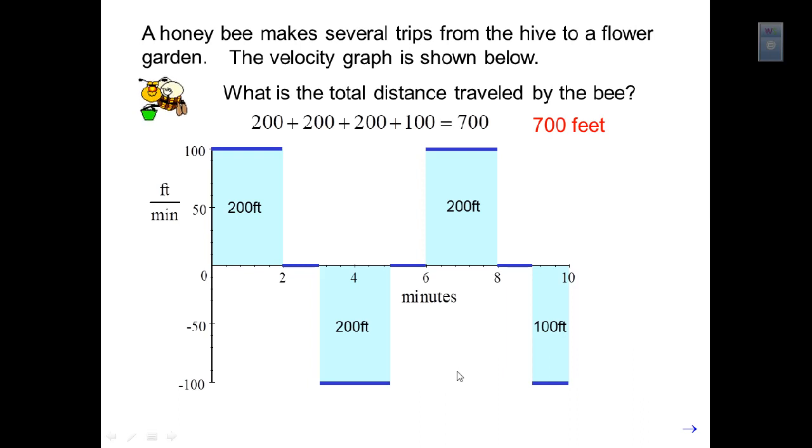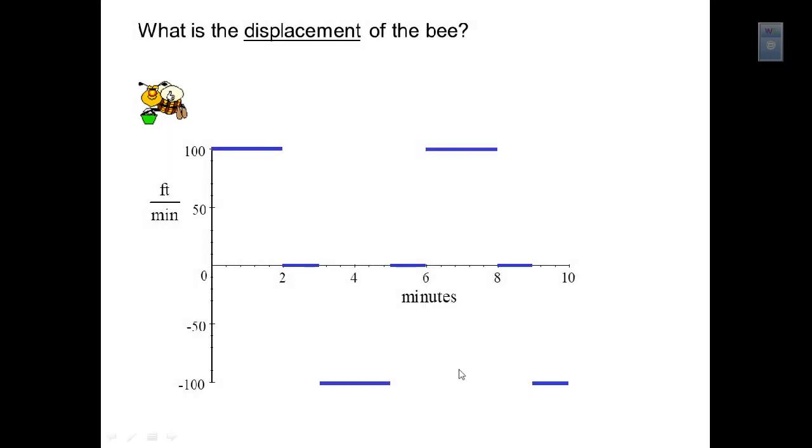Right, so that's one way that you're going to have questions asked like this. What's the total distance traveled? You need to make sure that you understand that versus the next question we're going to ask. What is the displacement of the bee after 10 minutes? In other words, what's the location of the bee after the 10 minutes?